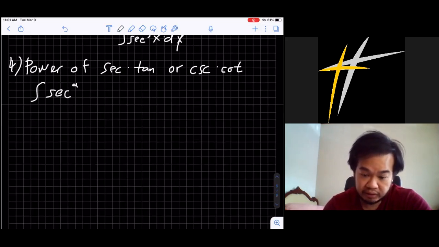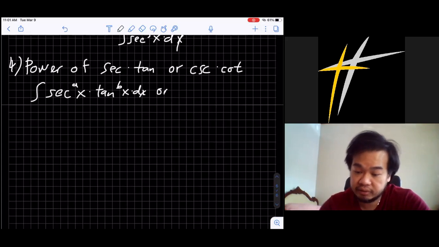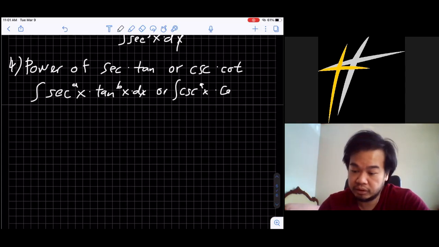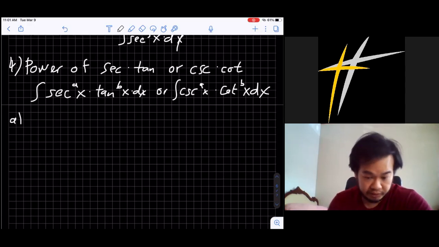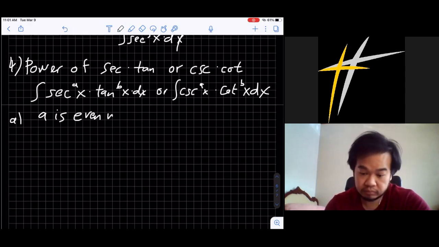So let's say the default is the integral of secant power of ax and tangent power of bx dx, or cosecant power of ax times cotangent power of bx dx. Okay, so now the first point is when the power a is an even number, and the b can be any number.